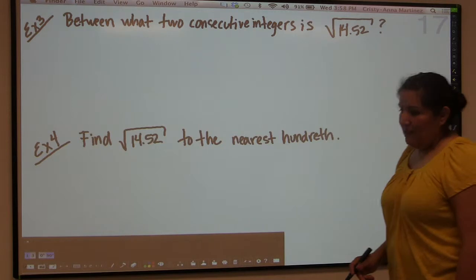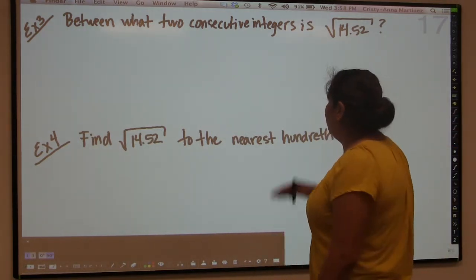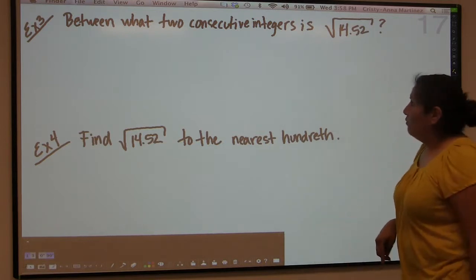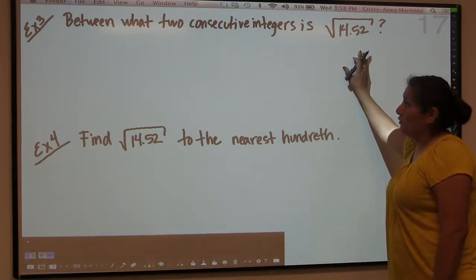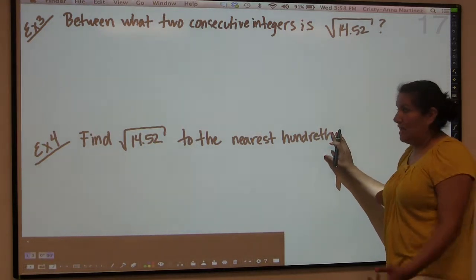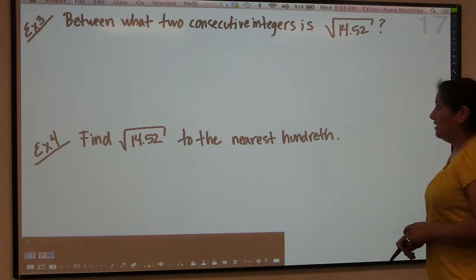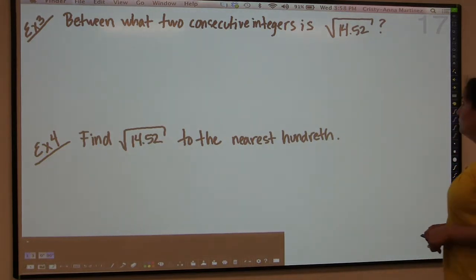All right. And then we have these 2 little examples. There's a lot of fun ones here. They're kind of related to each other. We want to estimate the square root with example 3. And then with example 4, we're going to use our calculator to get the exact square root. So it says between what 2 consecutive integers is the square root of 14.52?